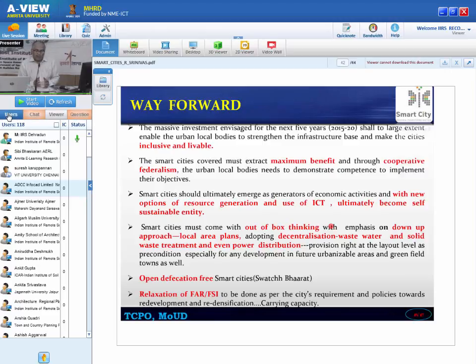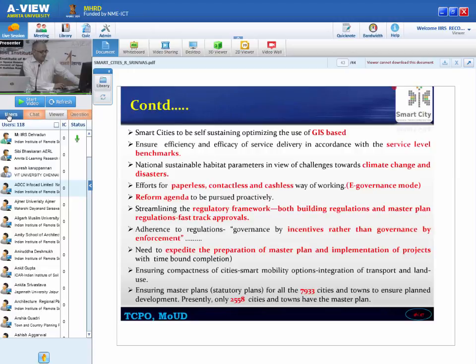They should see how to maximize the resources, either through property taxation or 100% coverage of property taxation. Then other user charges, how they can collect and optimize those. Then smart cities must come with out-of-the-box thinking, with emphasis on a down-up approach, locally appropriate, adopting decentralized wastewater treatment. I have already mentioned open defecation free. If you find that after 5 years some 20% of the population is still defecating in the open, it will defeat the purpose of the mission. Of course, smart cities, with convergence with Swachh Bharat, should become open defecation free. Then relaxation of FAR, FSI is also one of the solutions to not only generate resources but also go towards redevelopment and redensification.